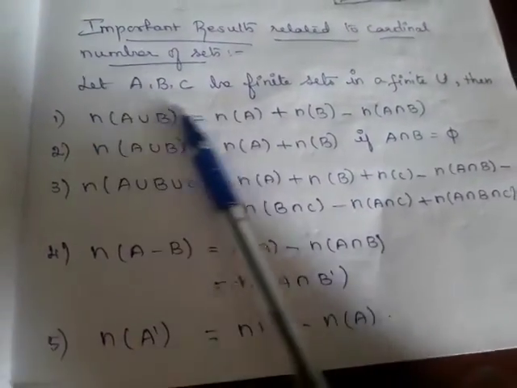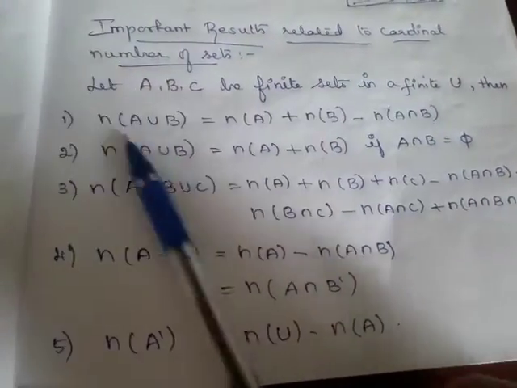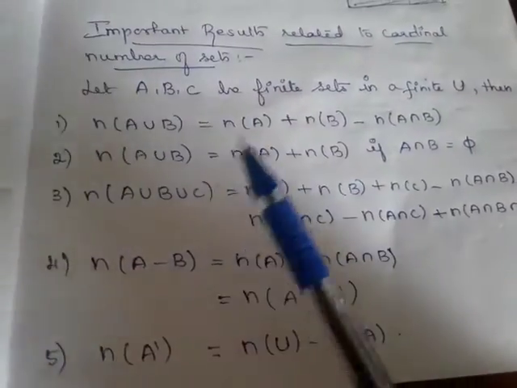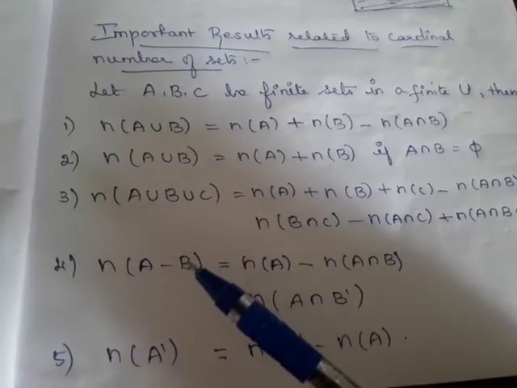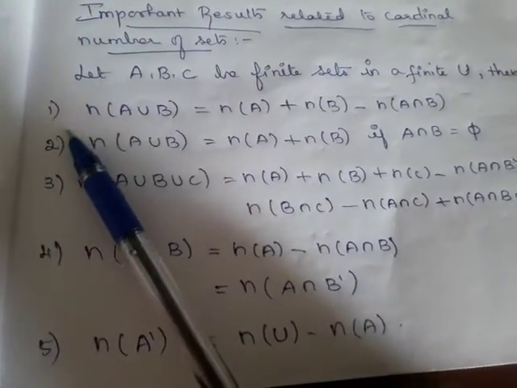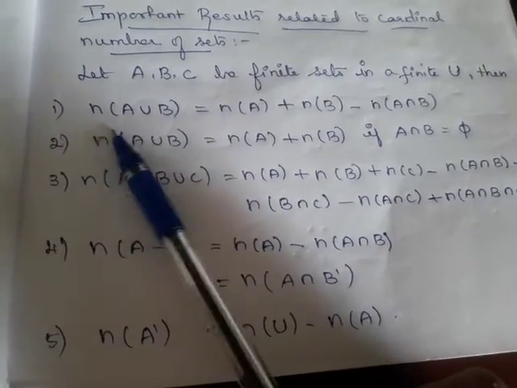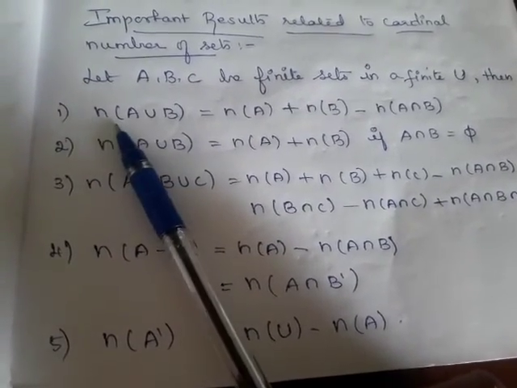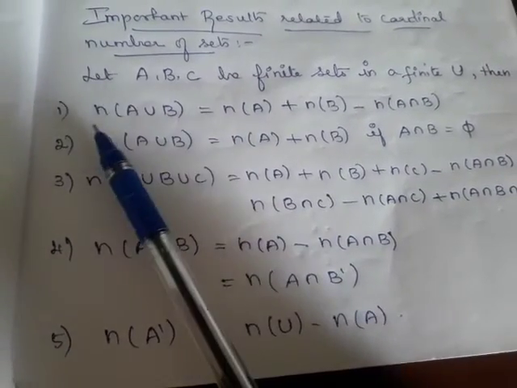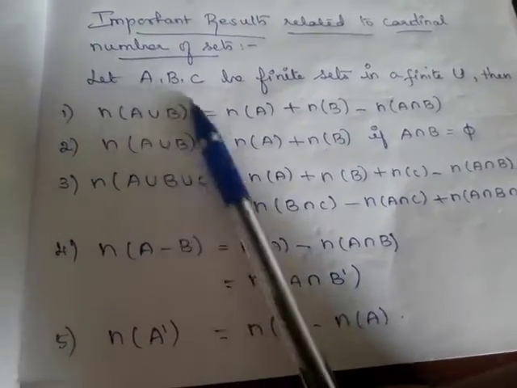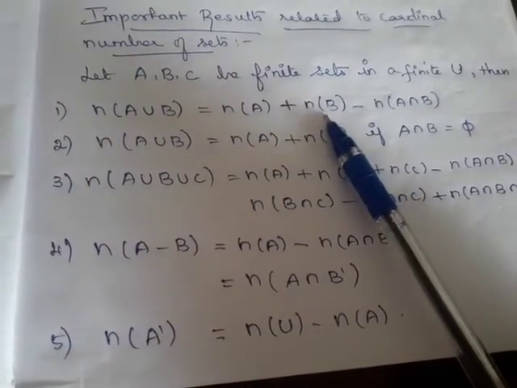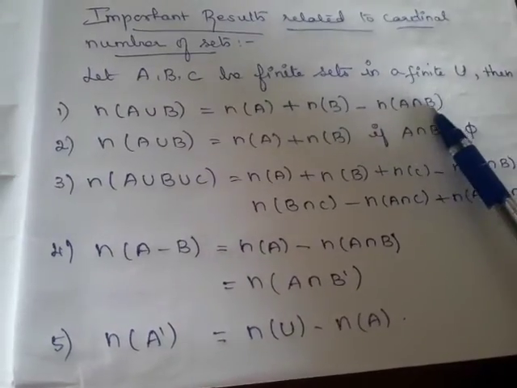So first one, let A, B, C be finite sets, and these results are only for finite sets, obviously because cardinal numbers are meant only for finite sets. Cardinal number means the number of elements in the set, right? Let us see the first result, n of. How will you read this? N of means the number of elements, right? So n of A union B, which means the number of elements in A union B, is equal to n of A plus n of B minus n of A intersection B.